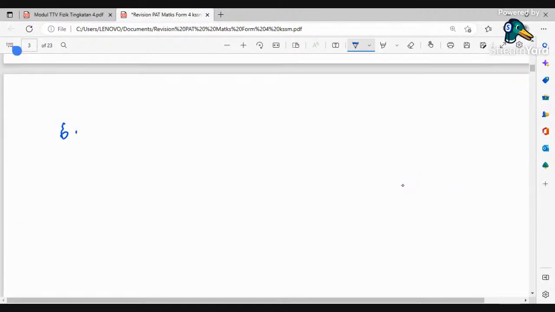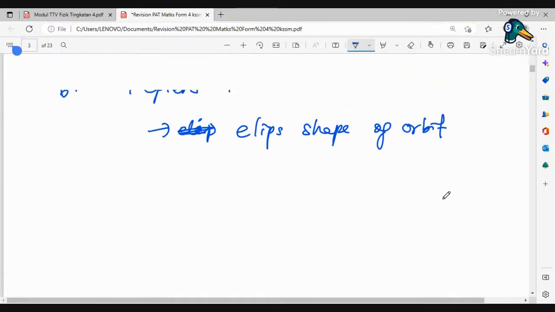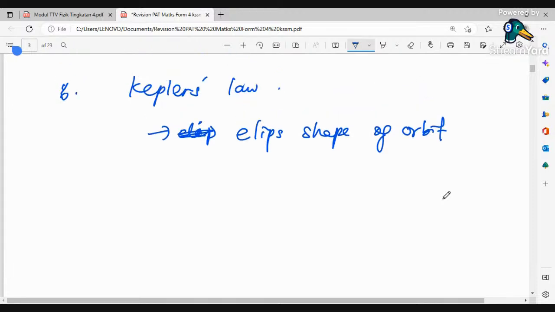Okay, and then number 6 is Kepler's law. The first law states that the shape of the orbit is always an ellipse, where the sun is one of the foci.